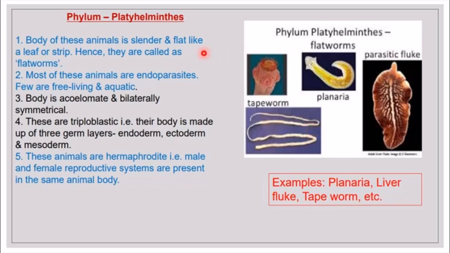So they are called flatworms. They are endoparasites, acoelomate, and bilaterally symmetrical. They have a triploblastic body and these organisms are hermaphrodite. Examples are liver fluke, tapeworm, planaria, etc. All these organisms can be present inside the body and a few can also be present outside the body. So they are called free-living organisms.